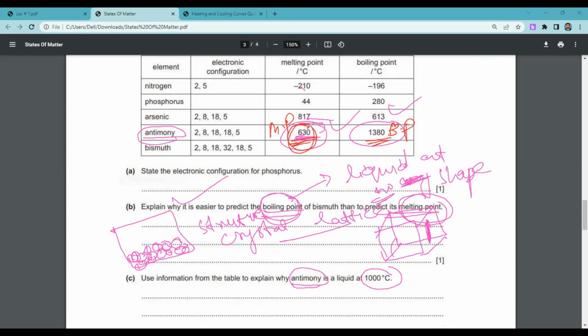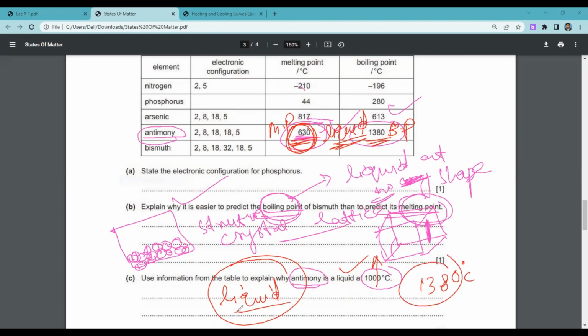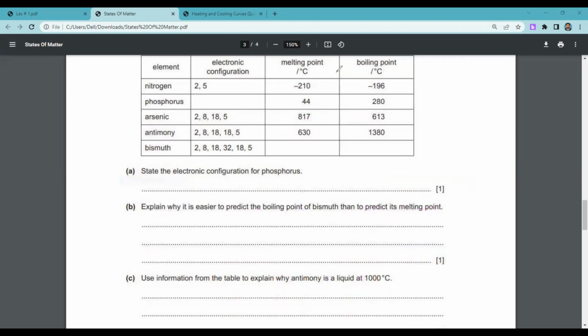At this temperature, it starts melting. It means that it is converting into a liquid. And before the boiling temperature, it exists in the liquid state. That's why it is liquid, because its boiling point is higher, 1380 degrees centigrade. They have less kinetic energy. Therefore, it will exist in the liquid state. I hope this is clear. Now move further.